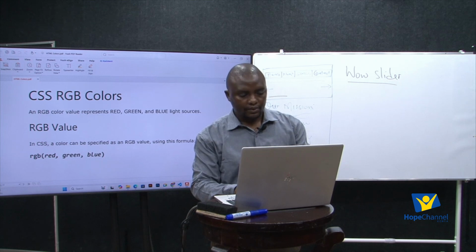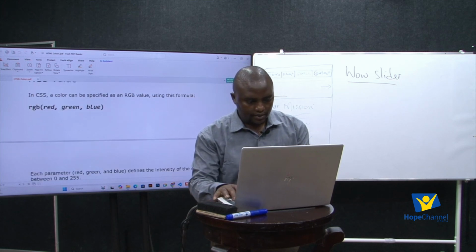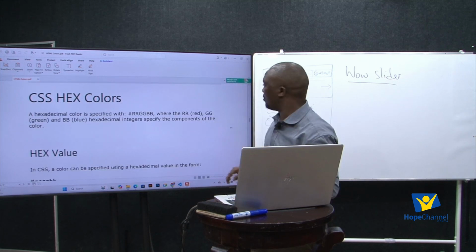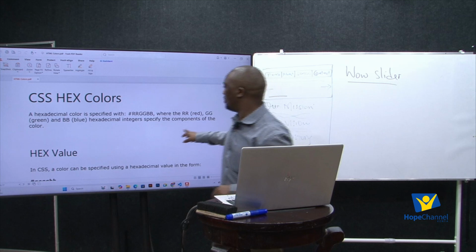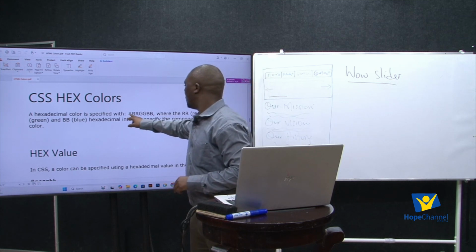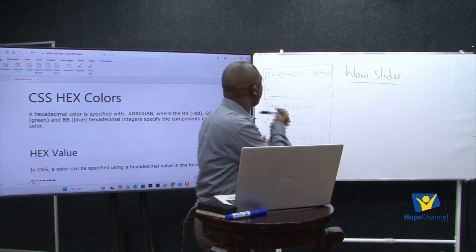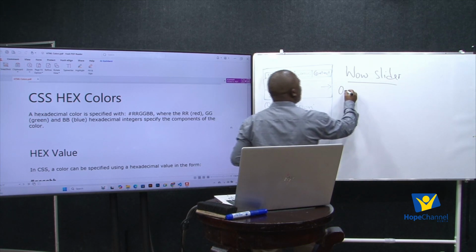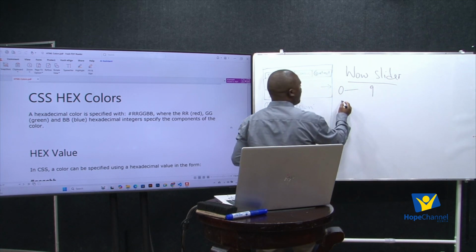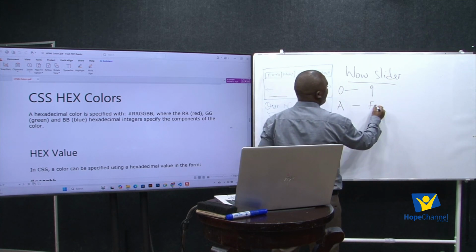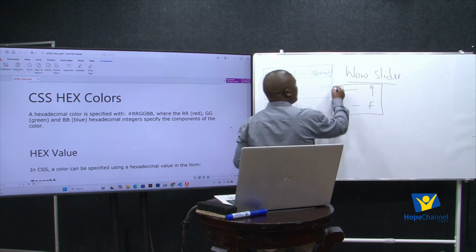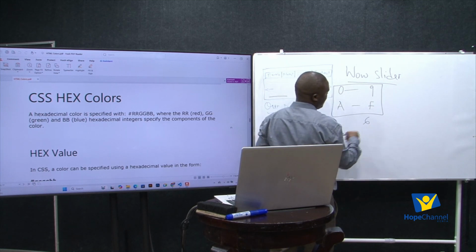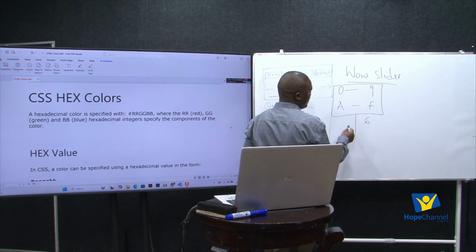We have a combination of hexadecimal colors, starting from 0 to 9, then from A to F. You pick a combination of either of those, and at most they should be 6. The short form of it is 3.